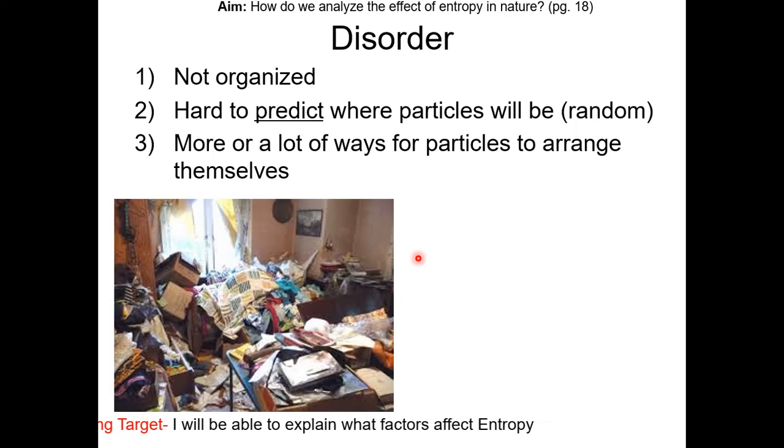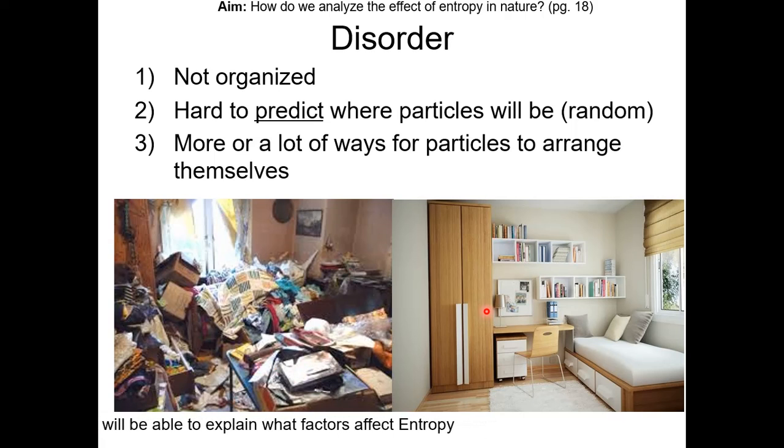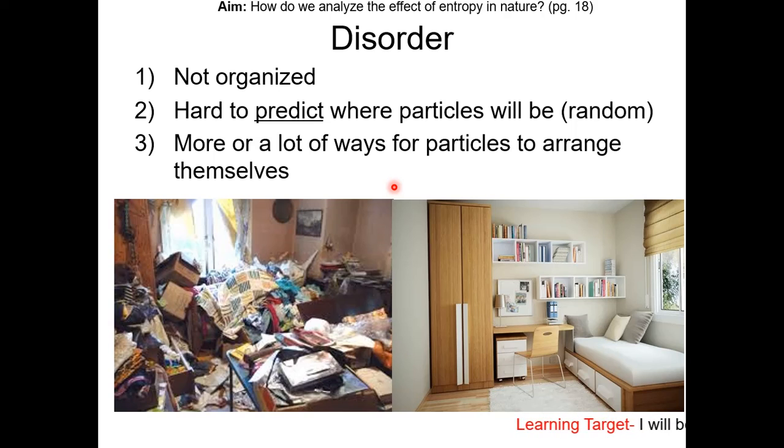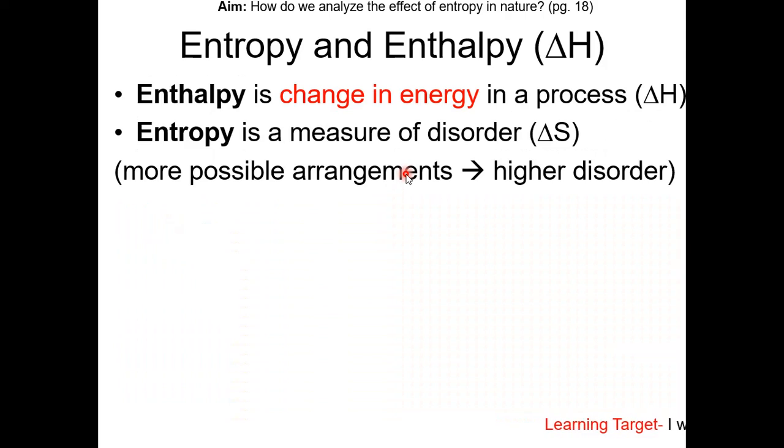Here's an example of a room with lots of disorder or chaos. Here's an example of a clean room where there's not a lot of disorder or chaos. In a clean and ordered room, there's only a certain number of ways that you can arrange the stuff. But in a room where there's lots of disorder, the stuff can be arranged in many ways that would be considered chaotic. So entropy can also be defined as the measure of disorder. The more possible arrangements, the higher the disorder.